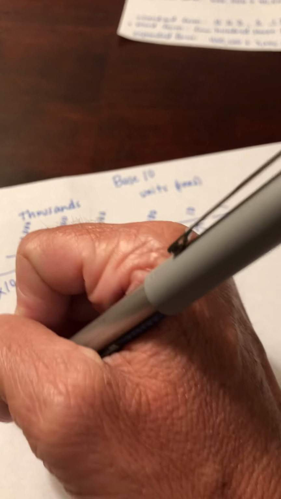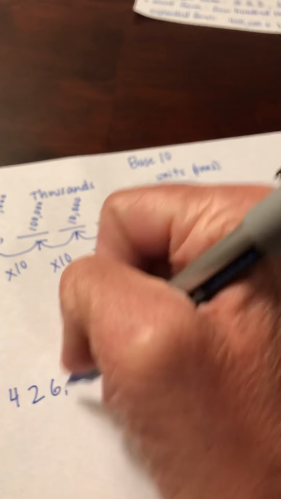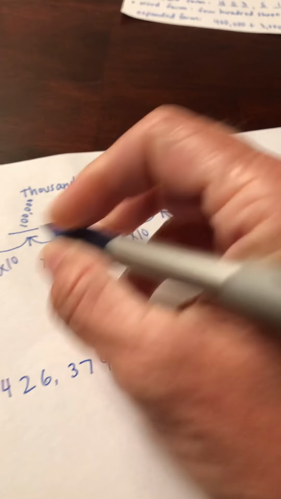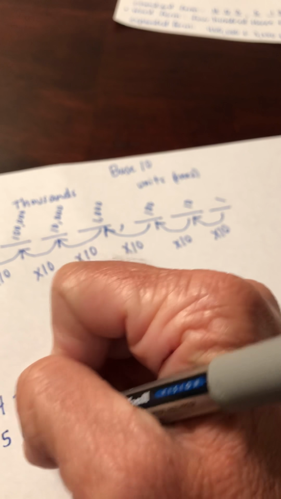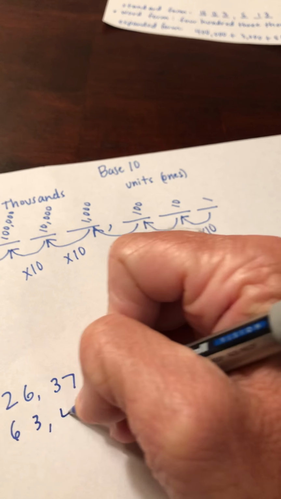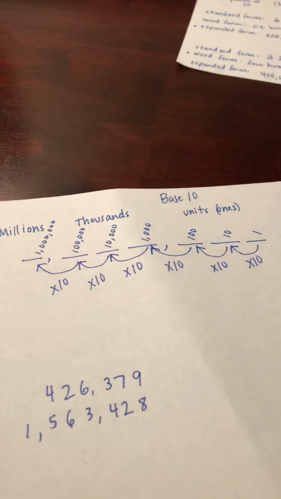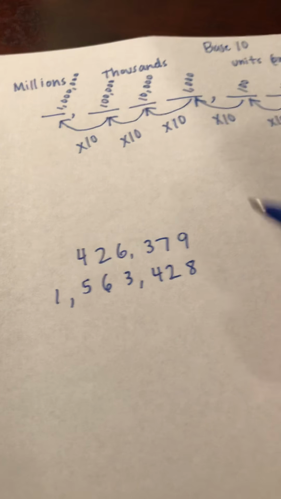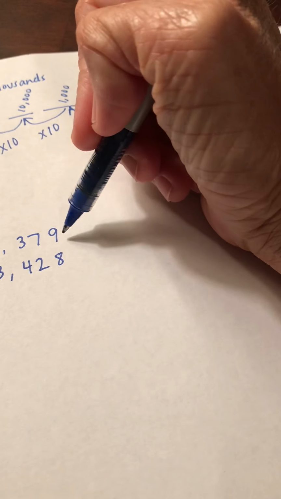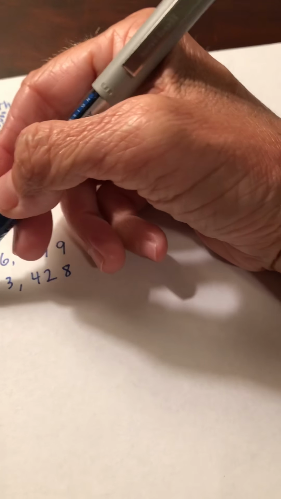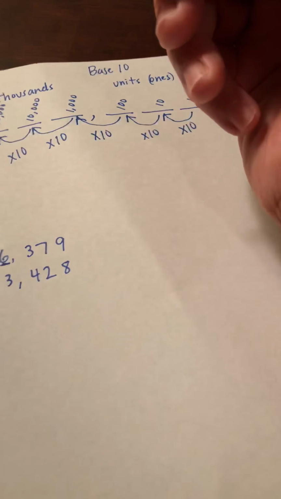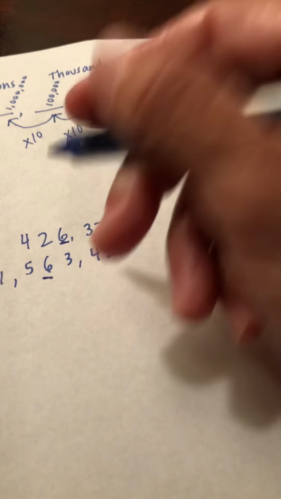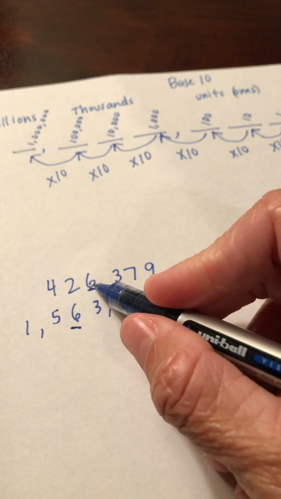So one other thing we're going to do is if I were to take a number like this and say, how does the value of the 6 compare in 426,379 to the value of the 6 in 1,563,428? How does the value of the 6 compare? So a 6 doesn't always mean 6. 6 doesn't equal 6 unless they're in the same place value.